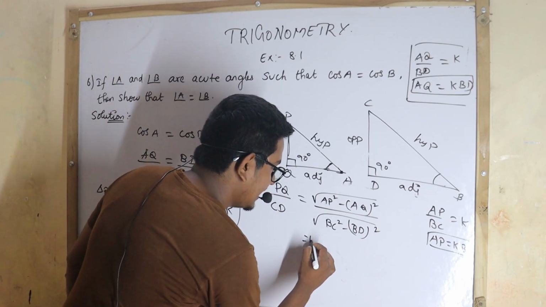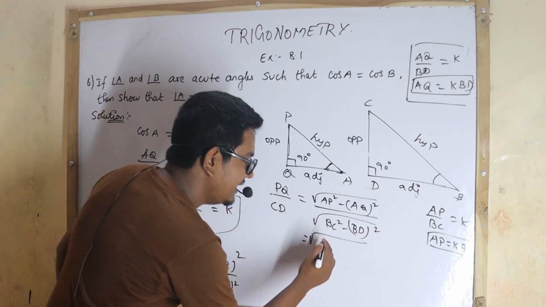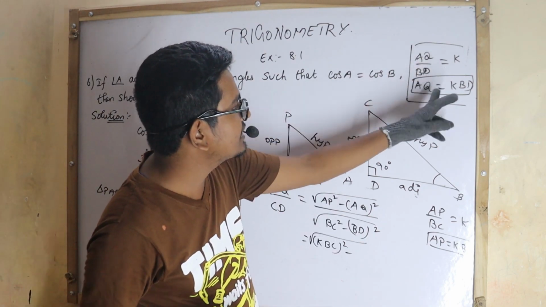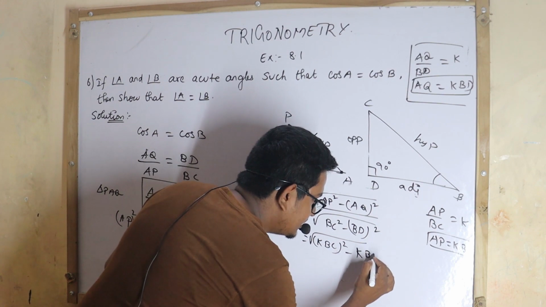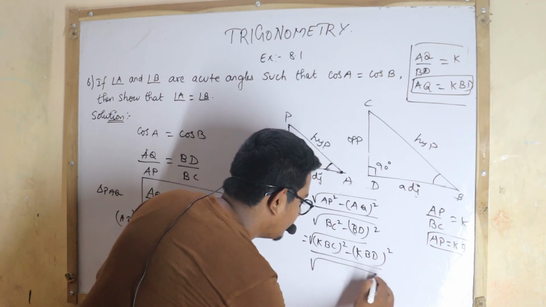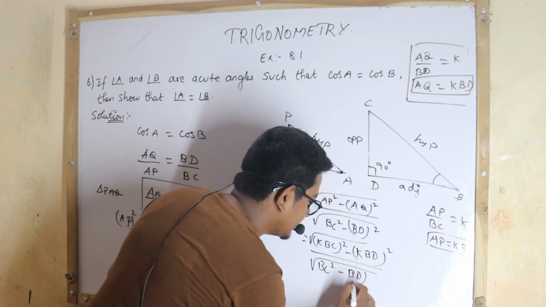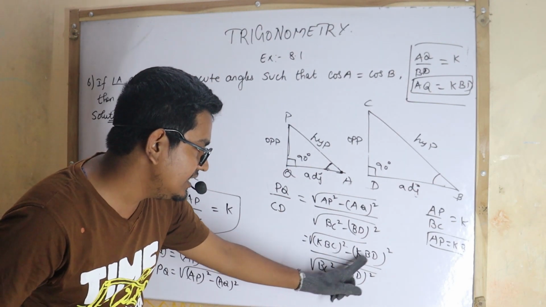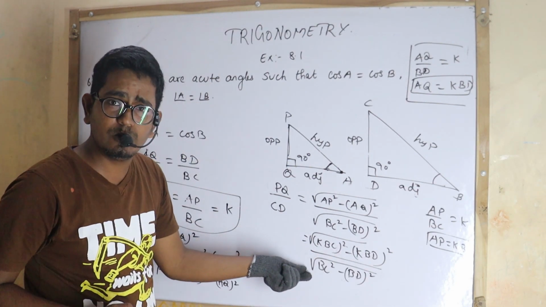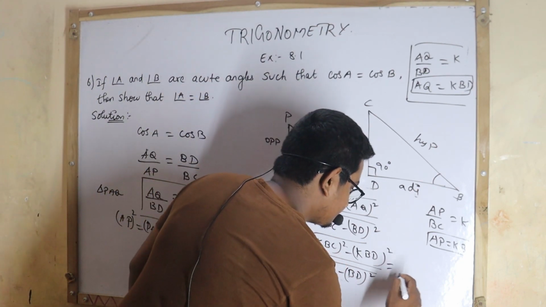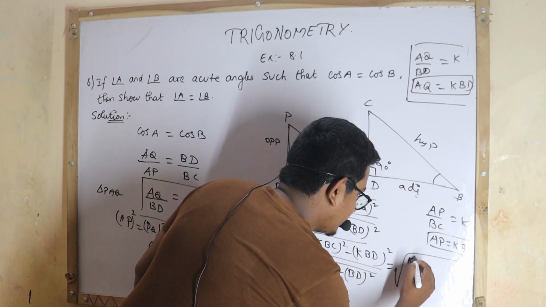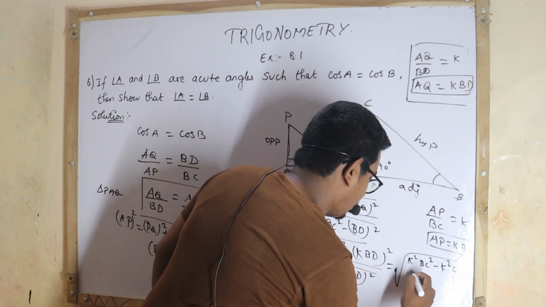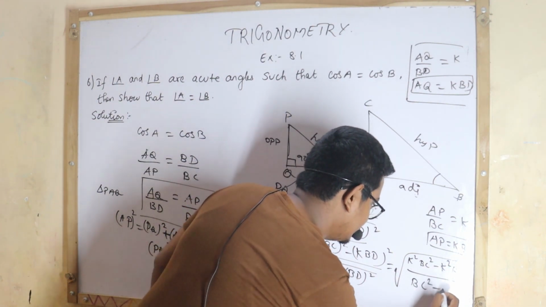Right. It will become under root over AP, which is nothing but K into BC whole square, minus AQ, which is nothing but K into BD whole square, upon under root over BC square minus BD square. Right. As you can now see the expression, it is K square BC square minus K square BD square. It is the root, it is also the root. So I can write it in a single expression. It will become K square BC square minus K square BD square upon BC square minus BD square.